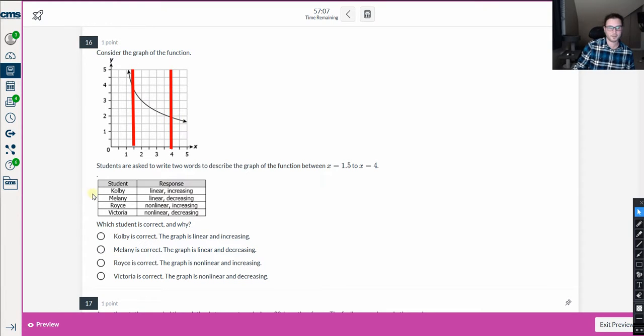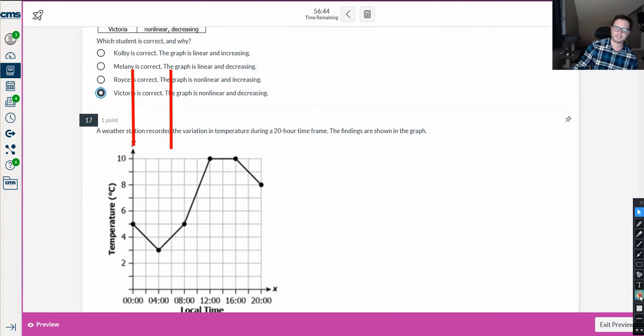So no. Melanie is at least closer. It is decreasing, but it is not linear. Royce, again, they're close, but no. It's non-linear, but it is not increasing. Victoria is the one who is correct. The line is nonlinear and it is decreasing.